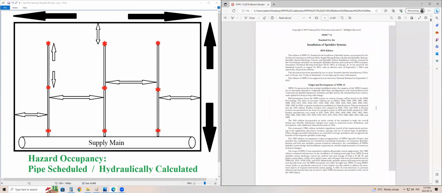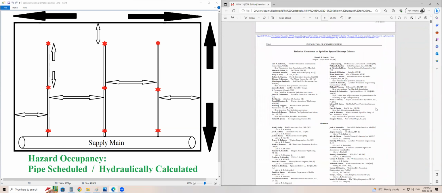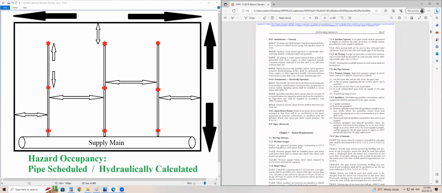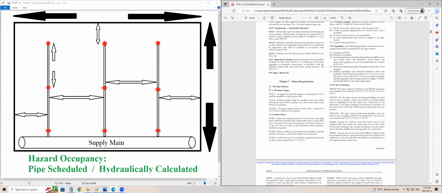If I scroll down, where are we? Table of contents. There we go. Table of contents, and these are all of your chapters. So if I were to just pick a chapter, system requirements, then we've got a section which is just wet pipe systems, and then we've just got subsections of pressure gauges, and so on and so forth.